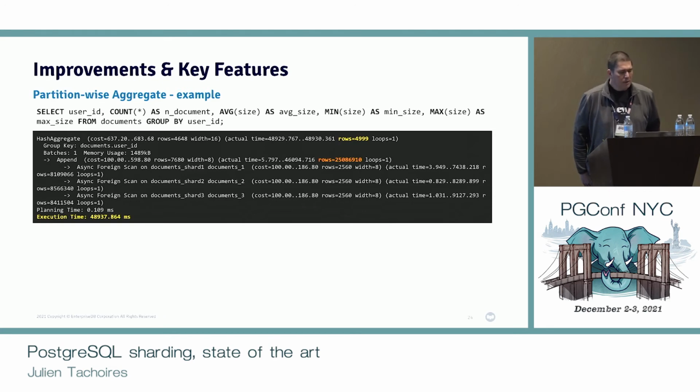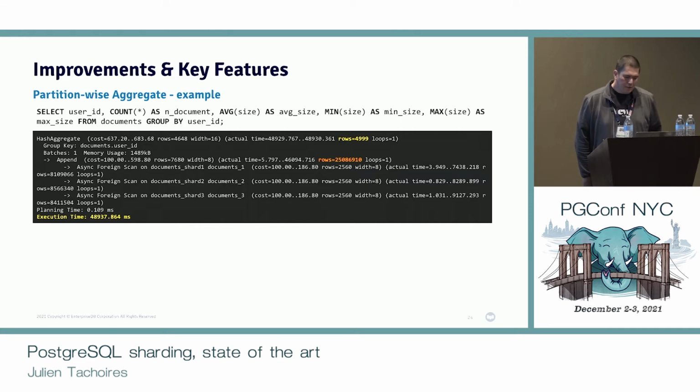So, another example. This time we have to do some kind of reporting and we want to export for each user ID the number of documents, the average size of each document, the minimum size and the maximum size. So let's execute this query on the coordinator node.